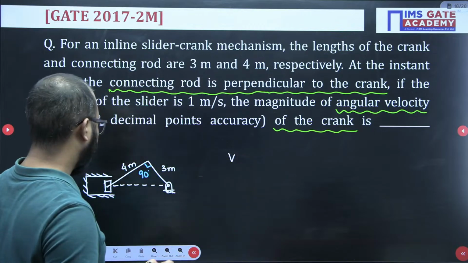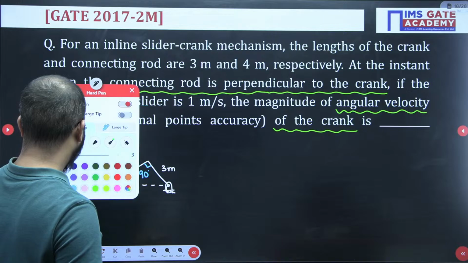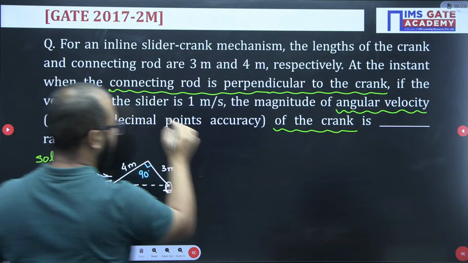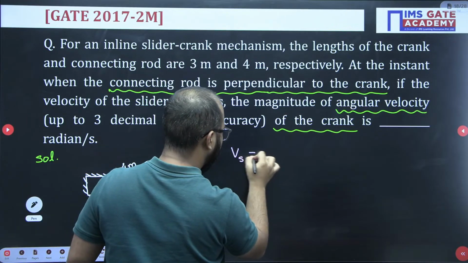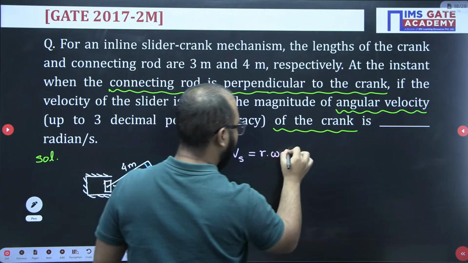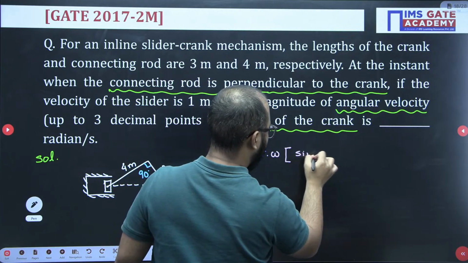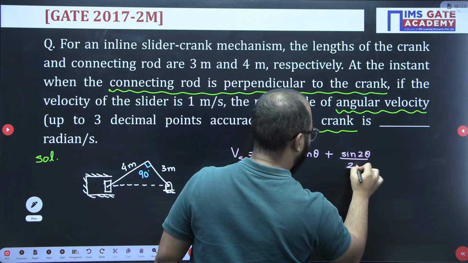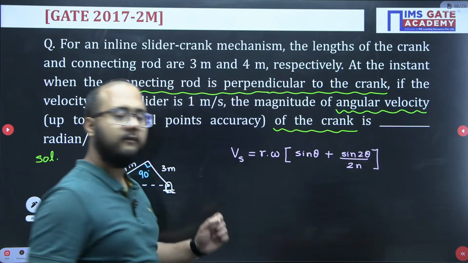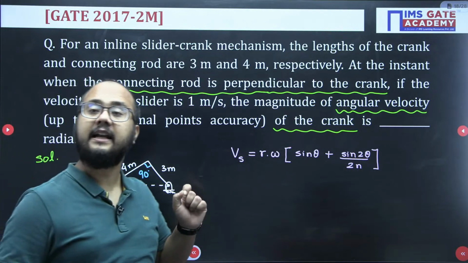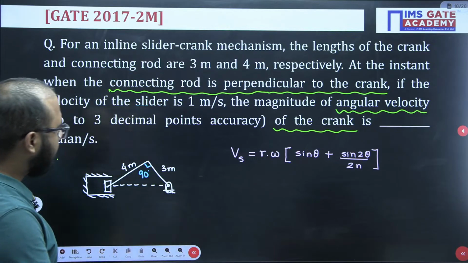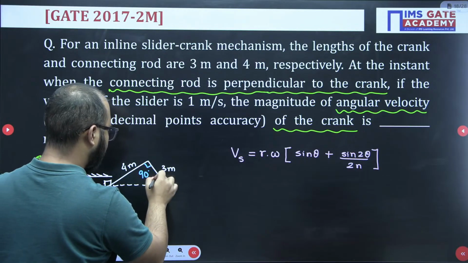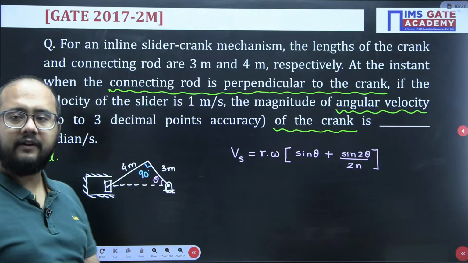Okay, now see. Velocity of slider is equal to r into omega into (sin theta plus sin 2 theta divided by 2n). So this formula will be used when the theta value is known. But how to calculate theta? Simple trigonometry you need to apply. This theta I want: the rotation of the crank. This rotation theta value I want to know.